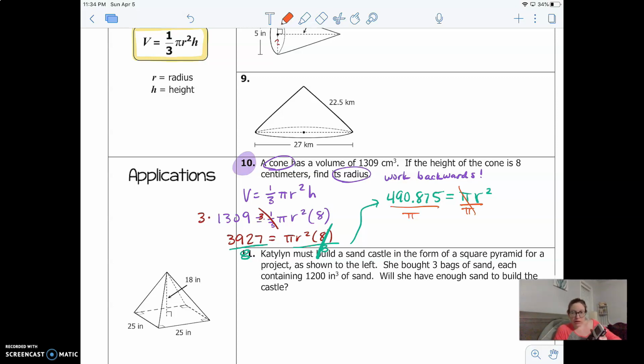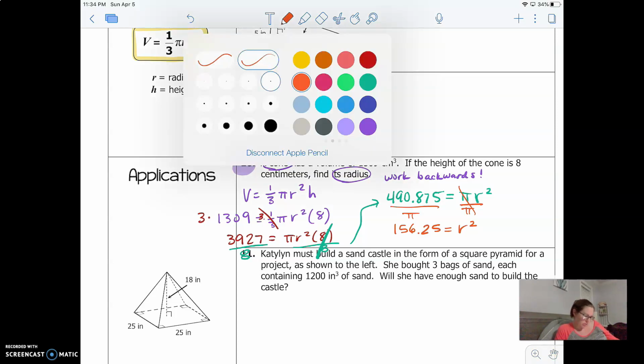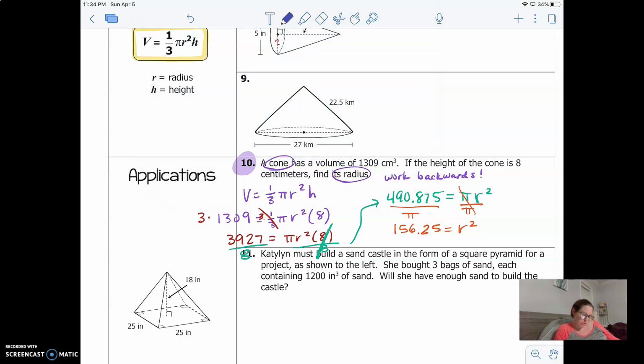So just in your calculator, you type 490.875 divided by pi, and you get 156.25 equals r squared. I would suggest you do these calculations with me so you can make sure you're typing it correctly. And then last but not least, you take the square root of both sides to get r by itself. So all of this is just algebra. It's just sometimes a little tricky algebra with the pi's and all of that. So my radius is approximately 12.5. Boom, done.